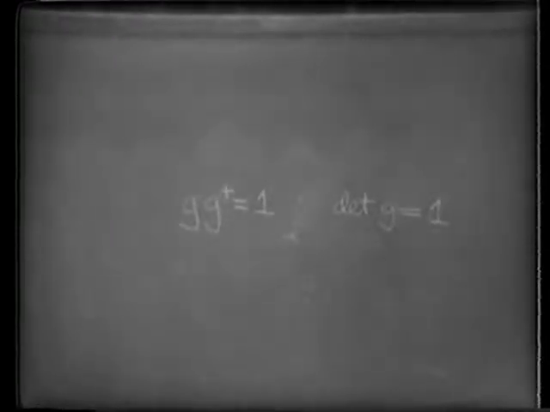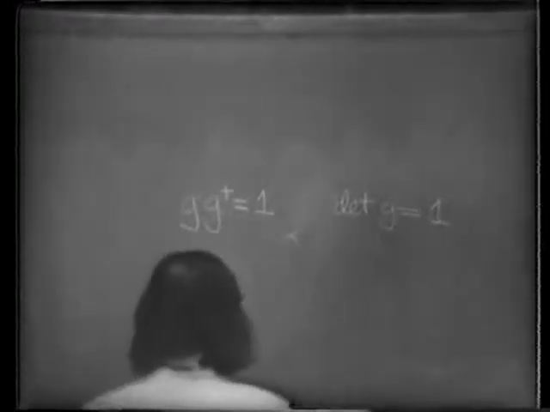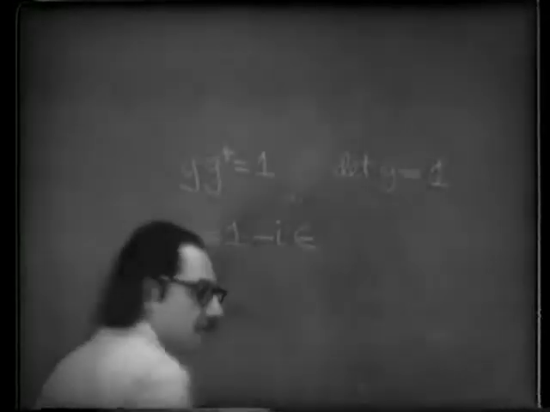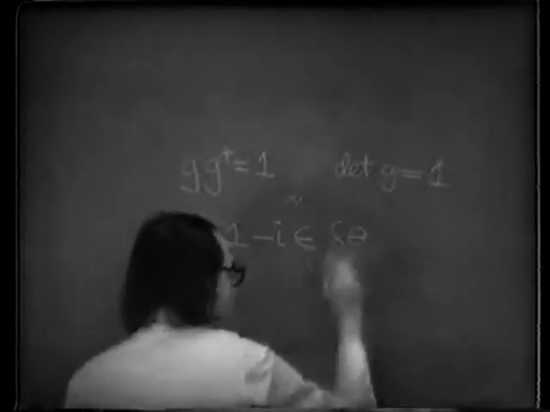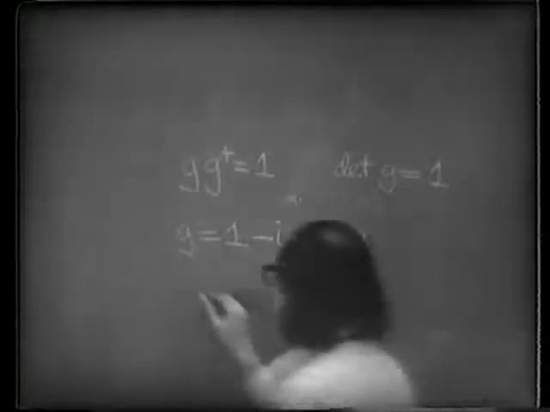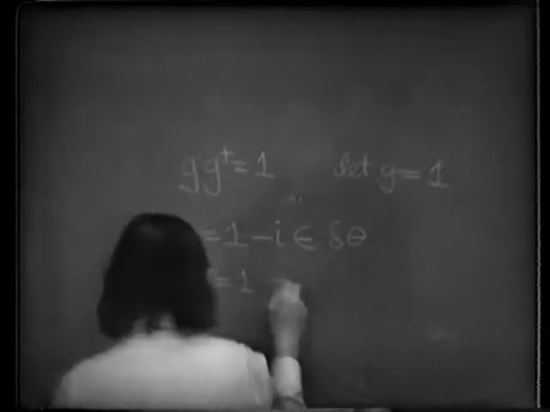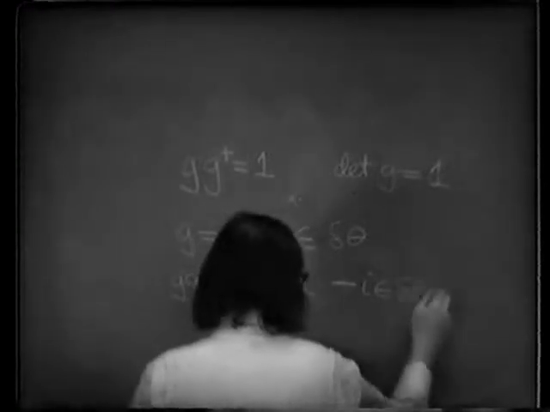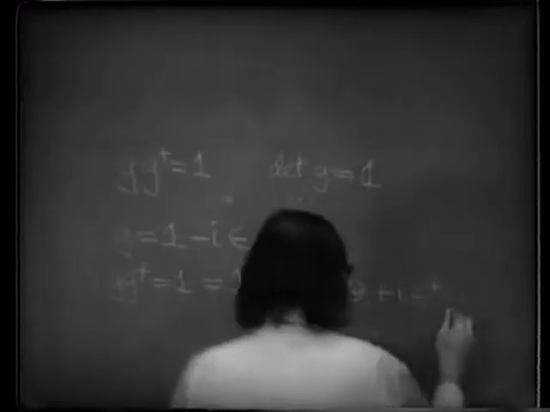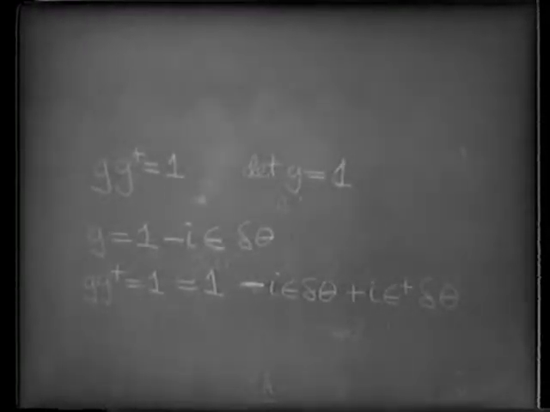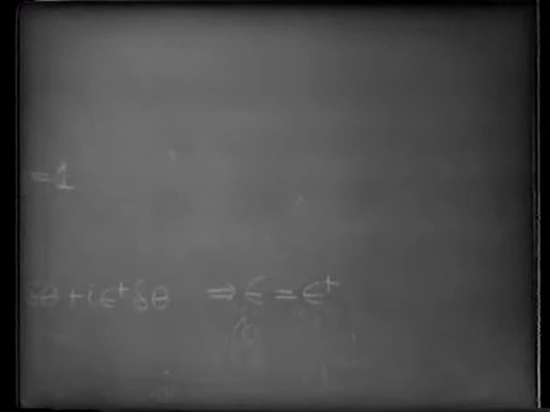We want to consider an infinitesimal SU3 transformation, of the form G equals 1 plus some 3x3 matrix epsilon times the infinitesimal parameter, which in honor of the left-hand board I will call delta theta. Then G G adjoint equals 1 plus i epsilon delta theta minus i epsilon adjoint delta theta, and of course delta theta is infinitesimal, so we don't write down the delta theta squared terms. From this equation, it follows that epsilon equals epsilon adjoint. That is to say, epsilon is a 3x3 Hermitian matrix.